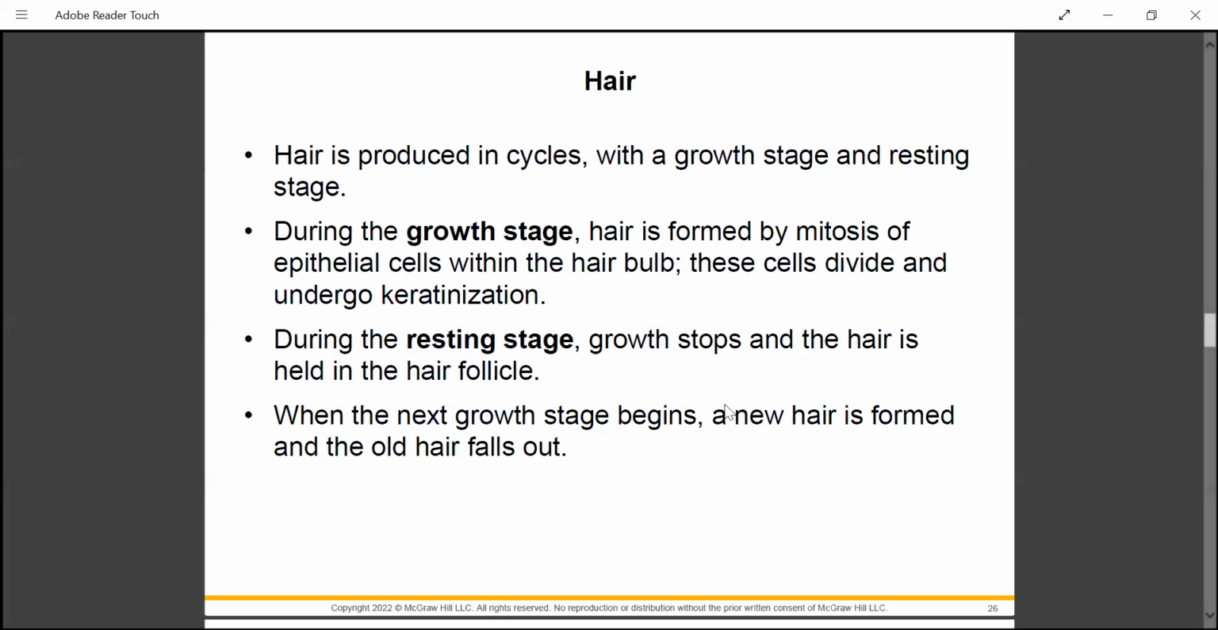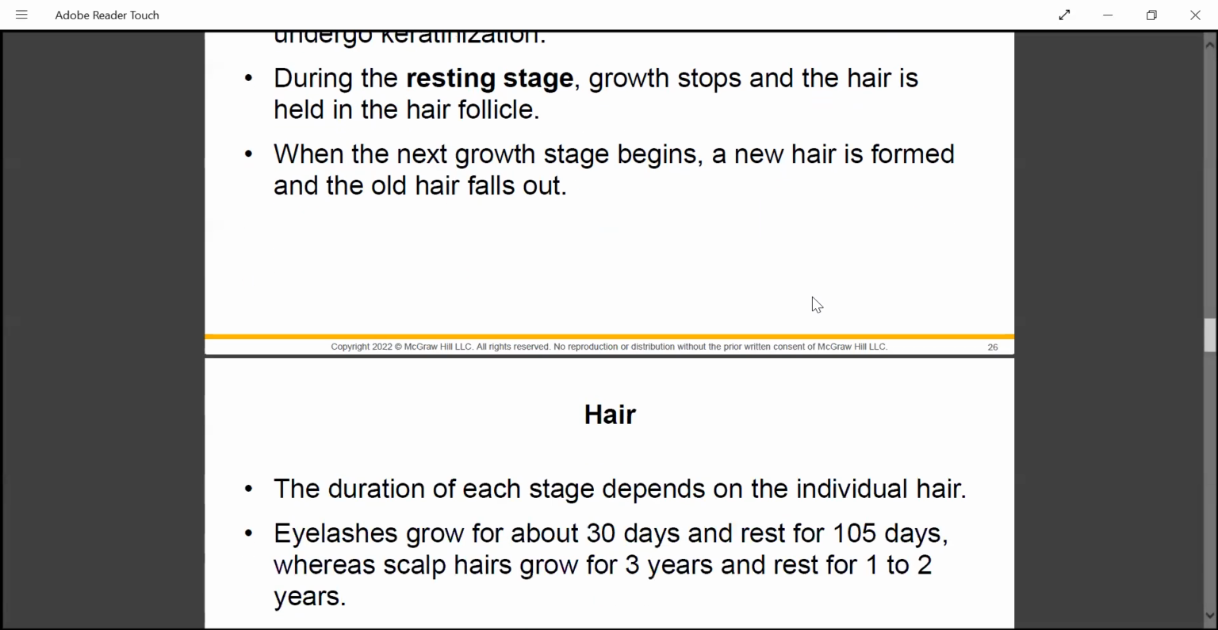During the resting stage, the growth actually stops and the hair is just held within the follicle. That bulb is no longer dividing. Once it goes through its resting stage, another growth stage will begin, and a new hair begins to be formed from the bulb and the old hair will fall out.